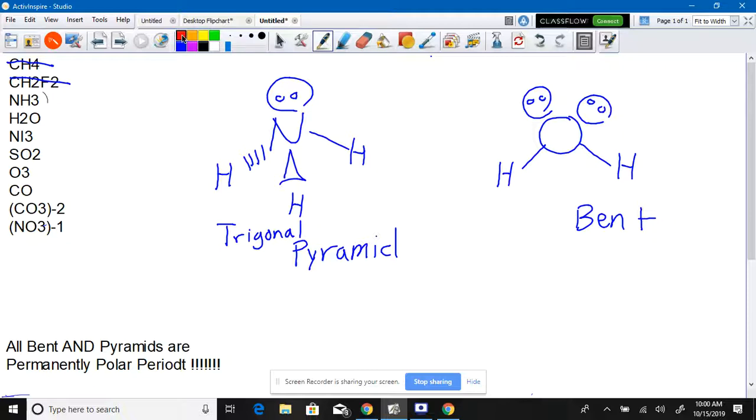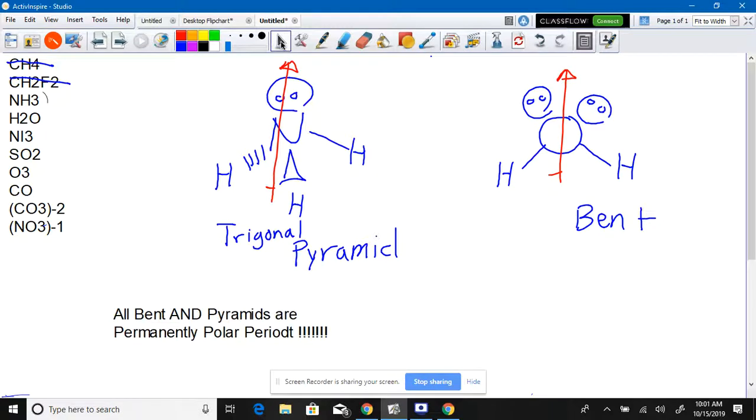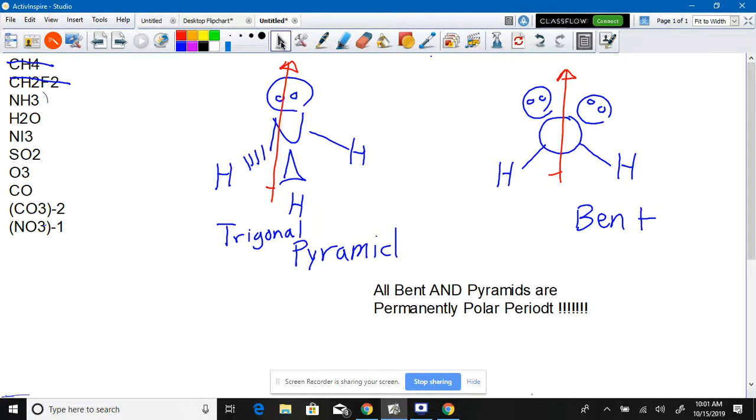Okay, we're going to draw an arrow to the polar bear. Where's the polar bear point for this one? Yep. So we draw the polarity up, toward the electronegative atom. So this one is bent up. Okay. I'm going to simplify the universe for you all. Are you ready to have the universe simplified? Look here, folks. Anytime you draw a bent molecule or a pyramid molecule, it's permanently polar, period.